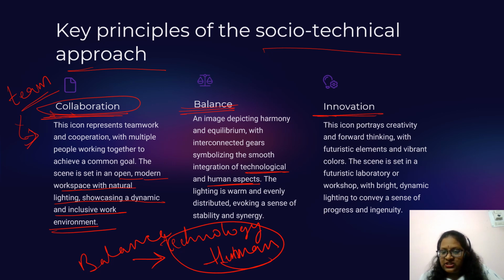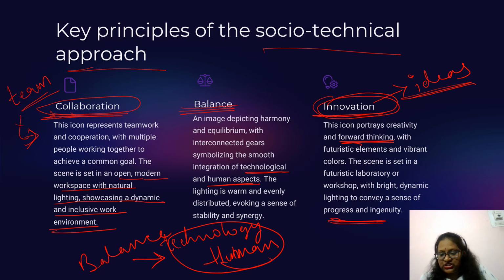Now next comes innovation. Innovation means new ideas, new implementations. Every human has his own ideas for futuristic elements. Forward thinking is considered. The scene is set in a futuristic laboratory or workshop with bright, dynamic lighting to convey a sense of progress and ingenuity. Every human has an innovative mind, and they can give many ideas for the organization to achieve its goal. Now let's look at the next approach.